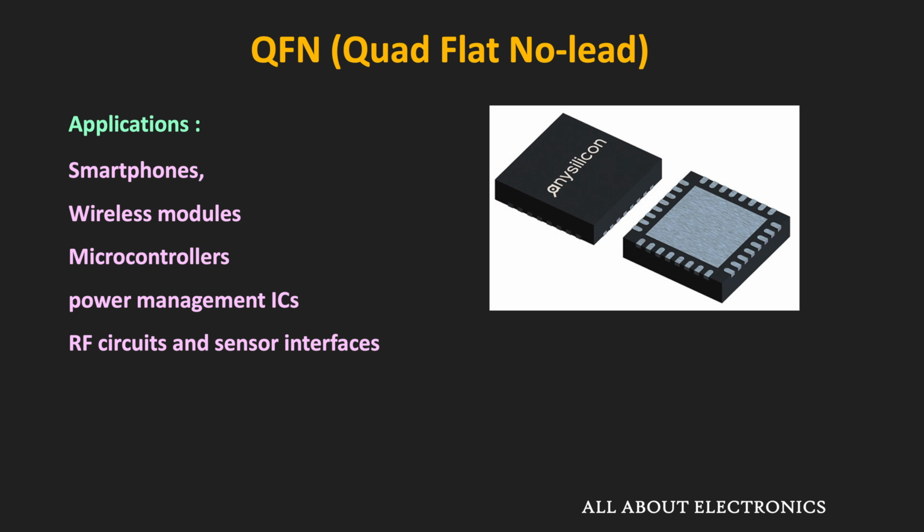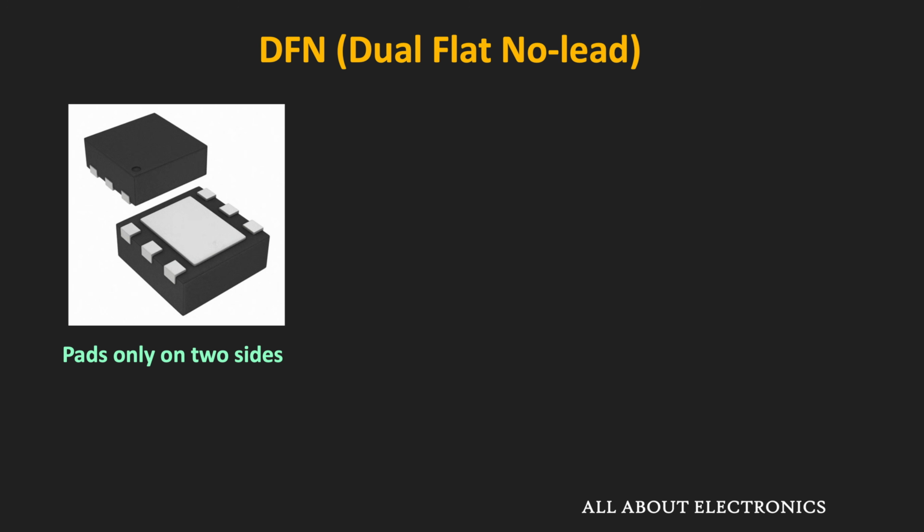So similar to the QFN package, we also have the DFN package, which is known as the dual flat no lead package. So in case of the QFN package, we have seen that the package had pads on all four sides. So similarly, this DFN package has contact pads only on two sides. So if you see the pin count or the number of contact points for this package, then it is in the range of 3 to 32.